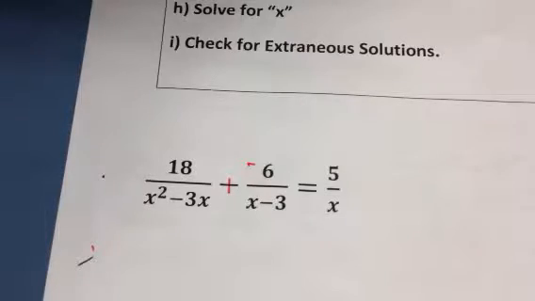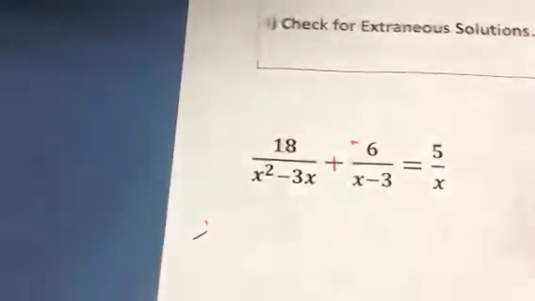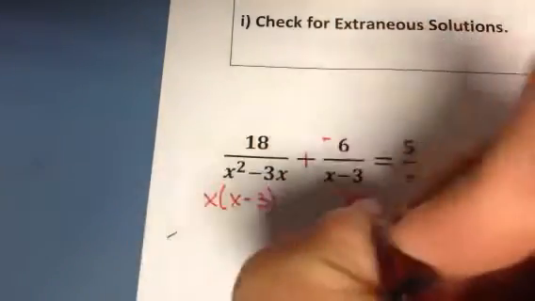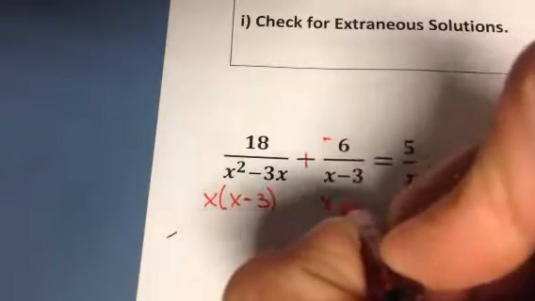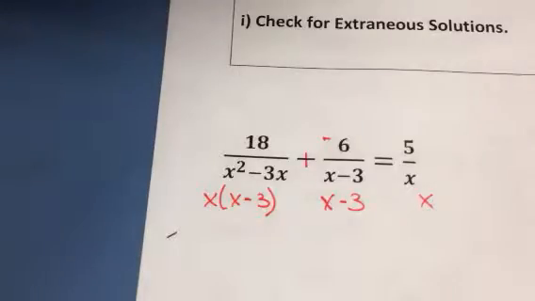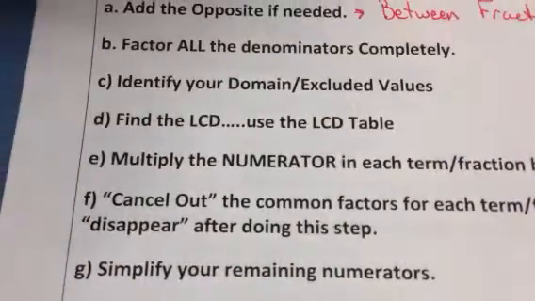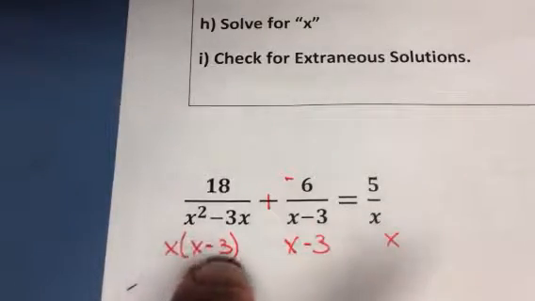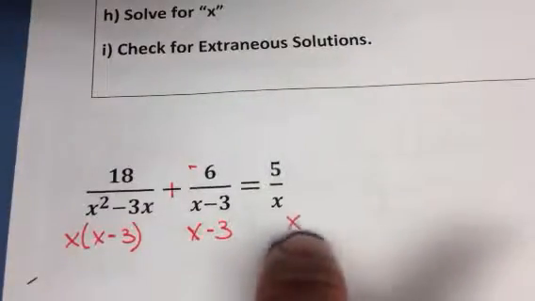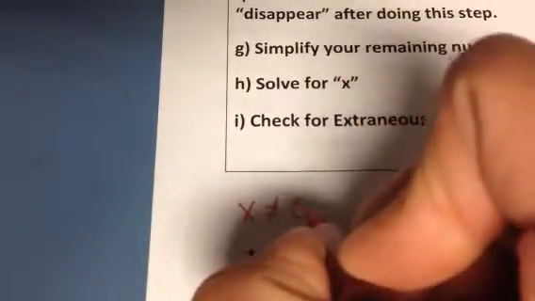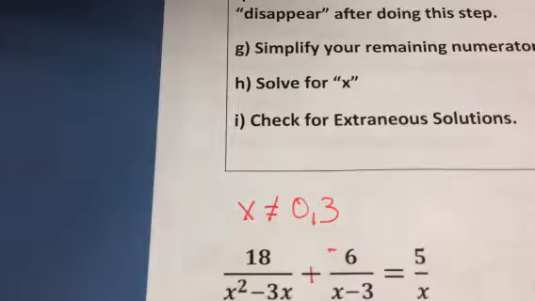So first, let's factor all the denominators completely. So always start with the greatest common factor. I can take an x out, and I'm left with x minus 3. This is just left with x minus 3, can't factor it, and this is just x. Let's figure out this domain, step C, and your excluded values. So I could never pick 0, 3, 3, and 0. I don't need to write them all, just once. So 0 and 3, can never pick those.